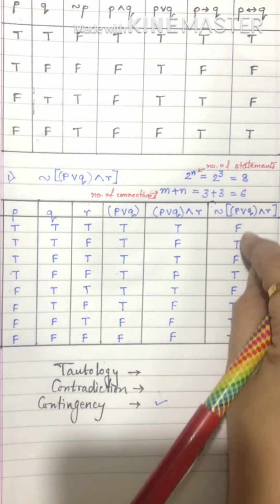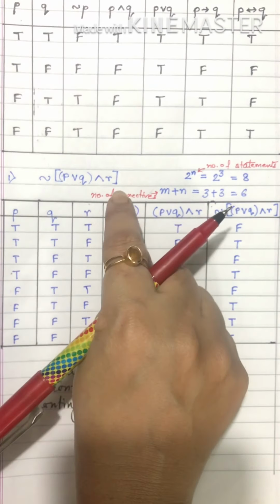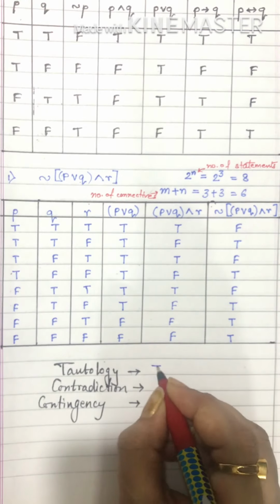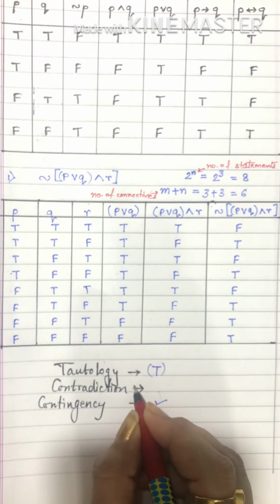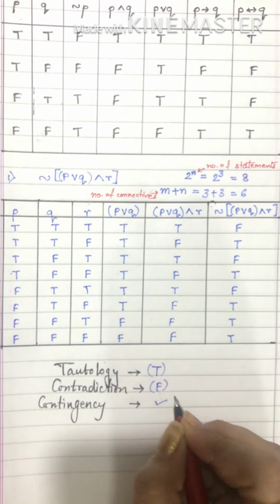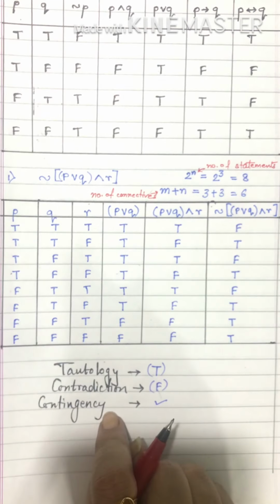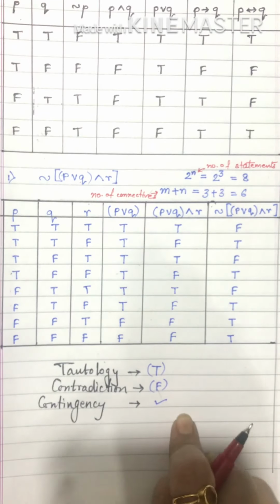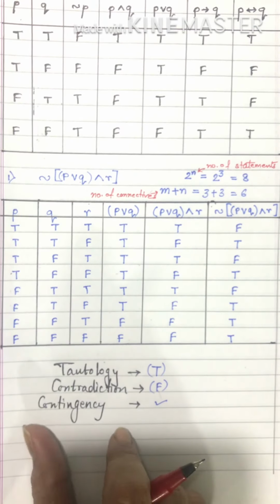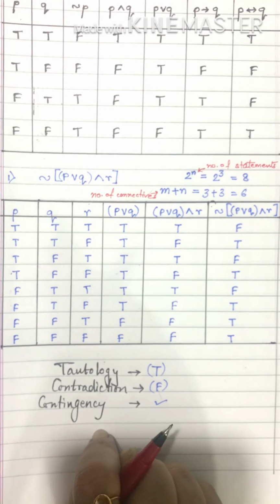Now when you get this final result, that is the result for the whole statement pattern which is asked in the question, if it is all true values, then it is called a tautology. If you get all the values as false, then that statement pattern is called a contradiction. And if you get mixed like this, then it is called contingency. So here we come to an end of a special type of question in which we find out whether the given statement pattern is a tautology, contradiction or contingency.